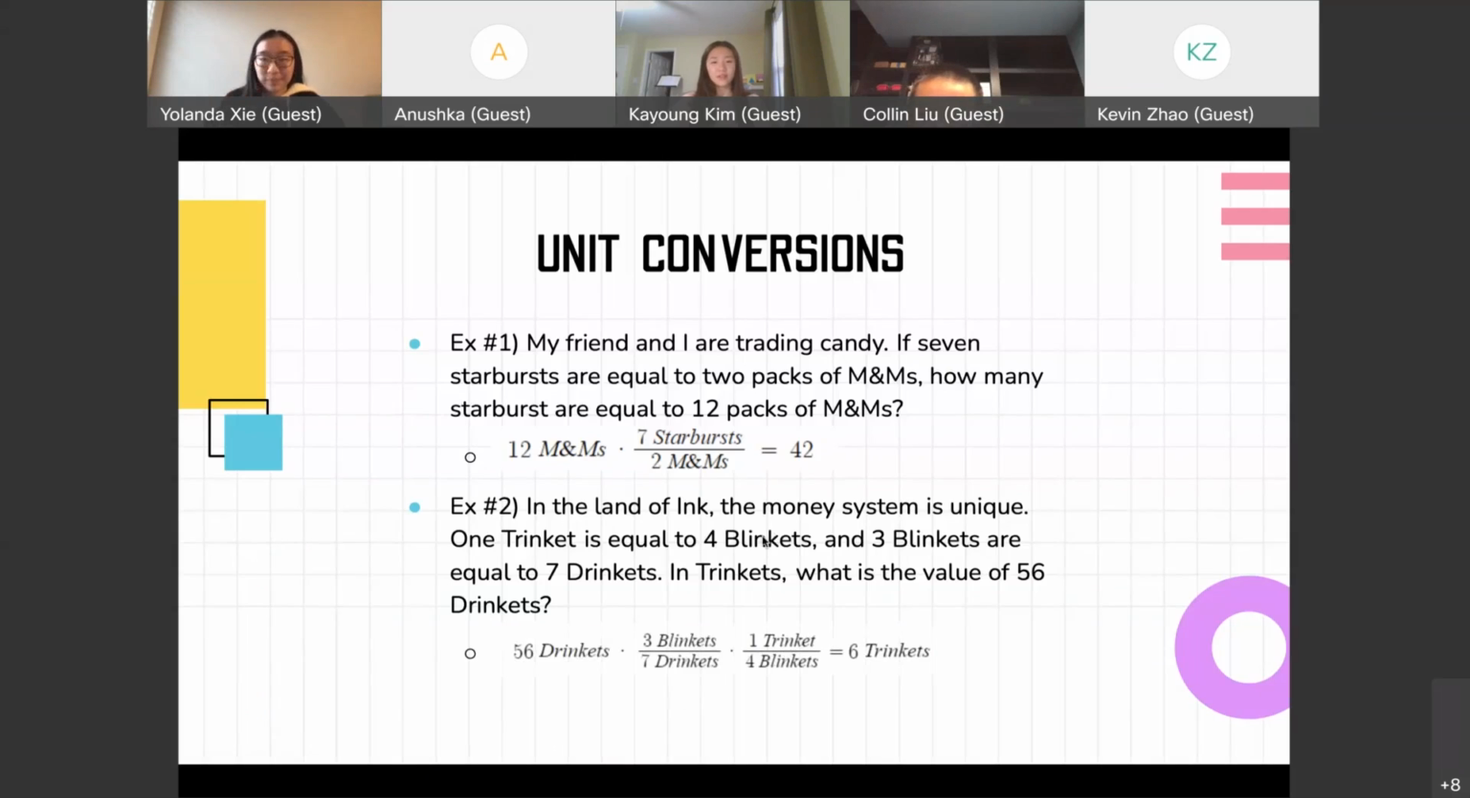Yep. Perfect. And so like Kyung said, multiply 56 times 3 times 1, and then divide that by everything in the denominator, 7 times 4. And then you'll get 6 trinkets. Somebody said that.